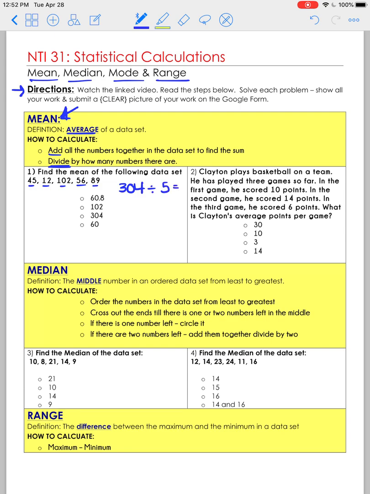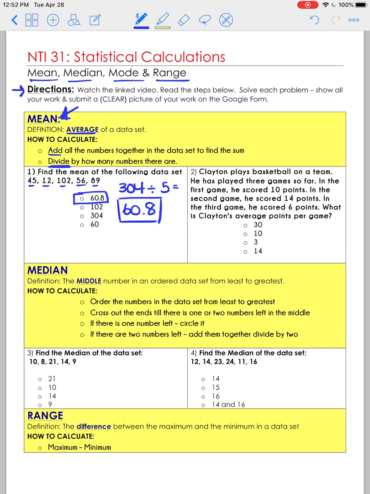And when we do that, we get 60.8, and we don't have to round anything because it's a terminating decimal. It stops. So 60.8 is our final answer. Okay. Same thing for number 2. Number 2 is a word problem, so we just have to read it.